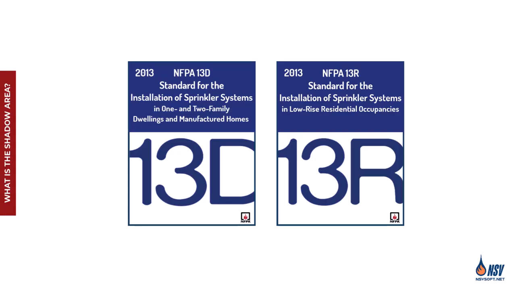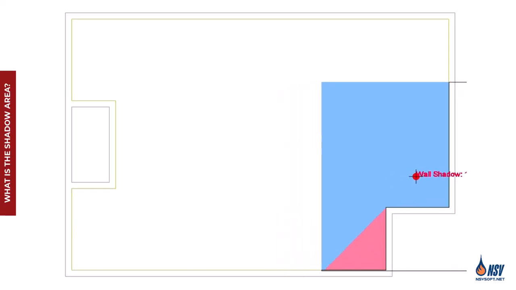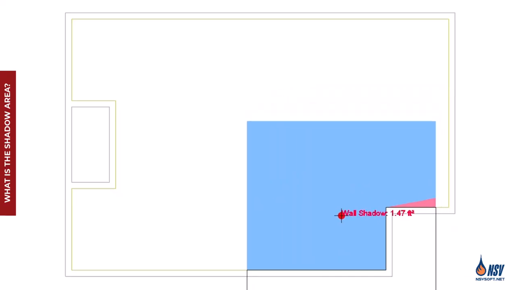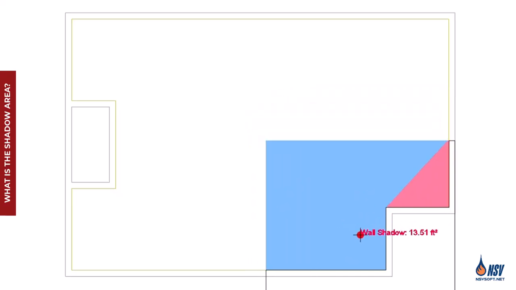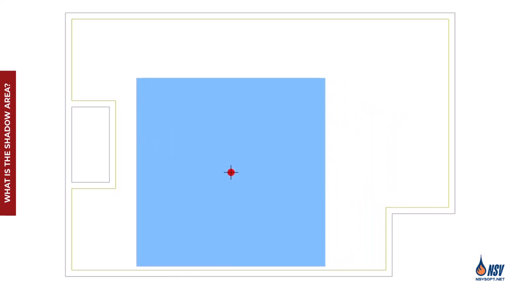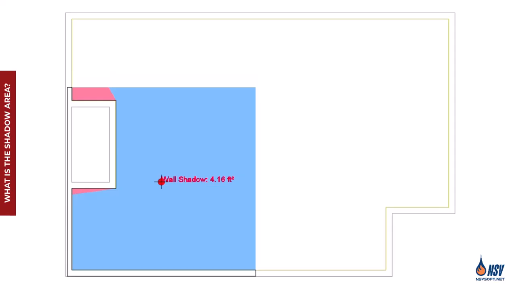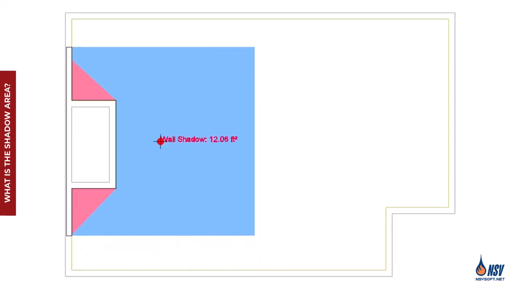The concept of a shadow area was introduced in the 2013 editions of NFPA 13D and 13R. It refers to areas of the floor left dry because sprinkler discharge is blocked by obstructions such as walls or partitions. When these areas exceed the allowed size, system effectiveness may be reduced, which is why the standards impose specific limits.